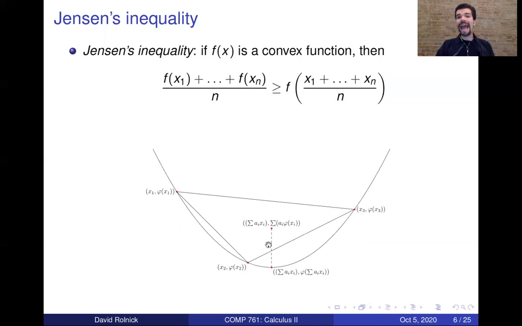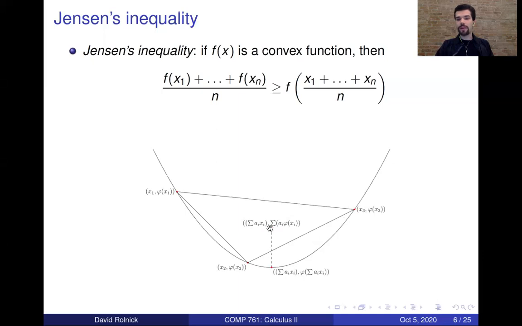Then you can imagine taking the average of these points, and that's going to give you the center of mass. It's going to give you the average of the x coordinates of the points, and the average of the y coordinates of the points. Okay? And what this is saying is that if you have a convex function, then the center of mass is going to have to be above the curve, if that makes sense.